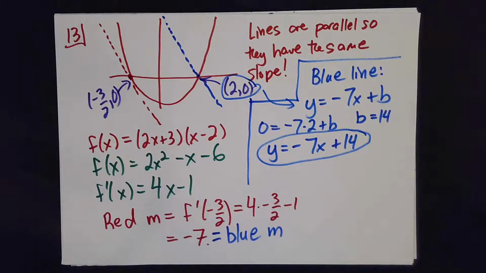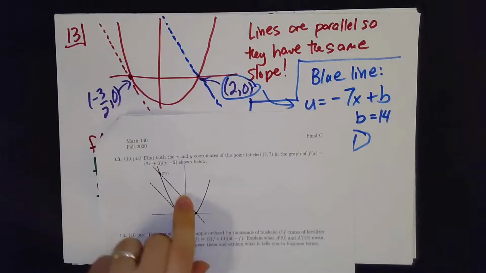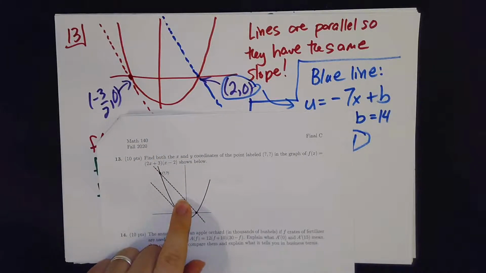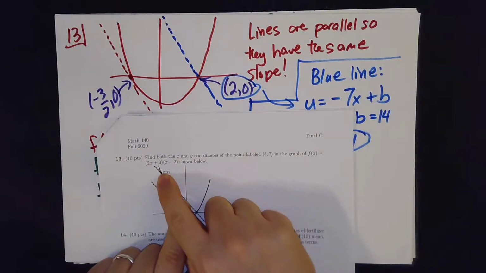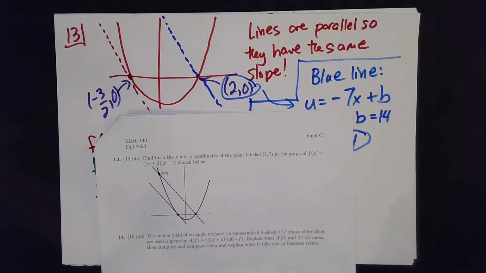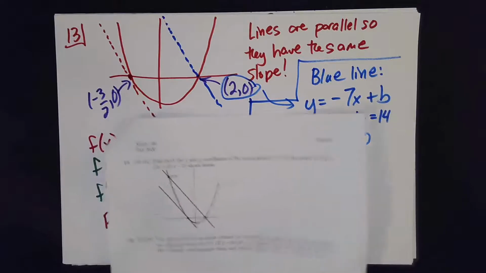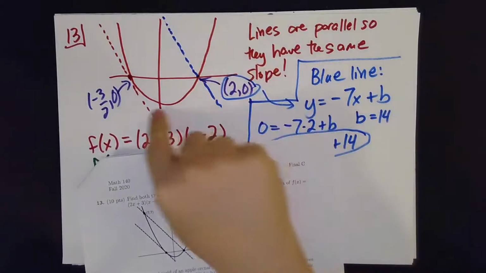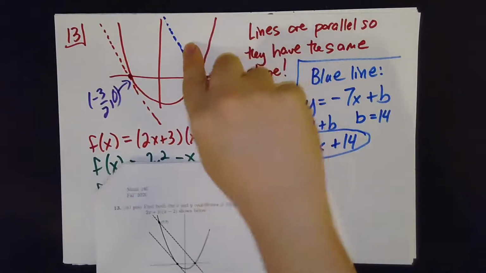Okay. I realized when I drew my picture, I actually didn't say what the question was. The question is to figure out when the blue line actually intersects the graph. I find that by setting the two of these equal to each other: the equation of the original graph and the equation of the blue line.